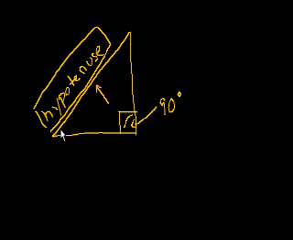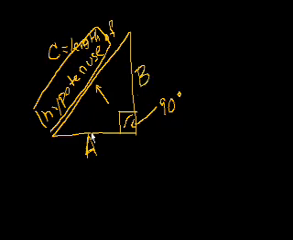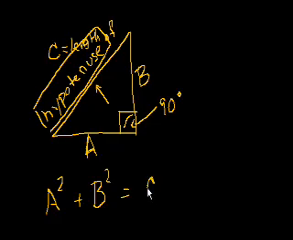So what does the Pythagorean theorem tell us? Well, let C be equal to the length of the hypotenuse. Let A be the length of this side, and let B equal the length of this side. What the Pythagorean theorem tells us is that A squared plus B squared is equal to C squared.